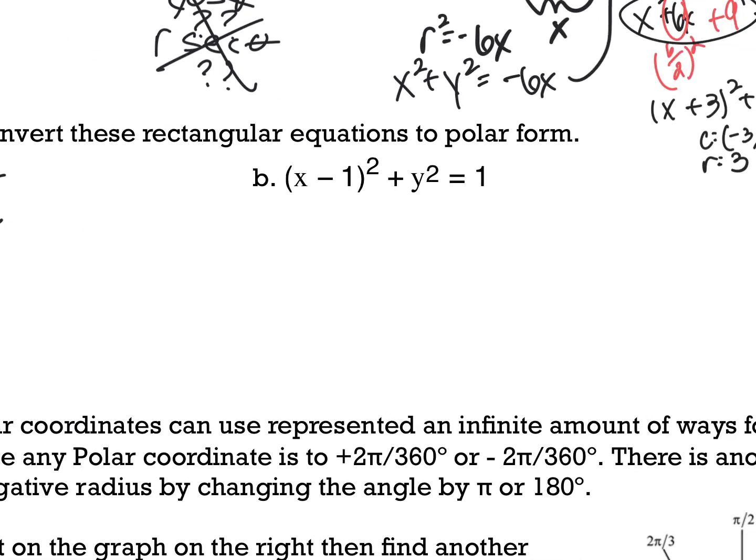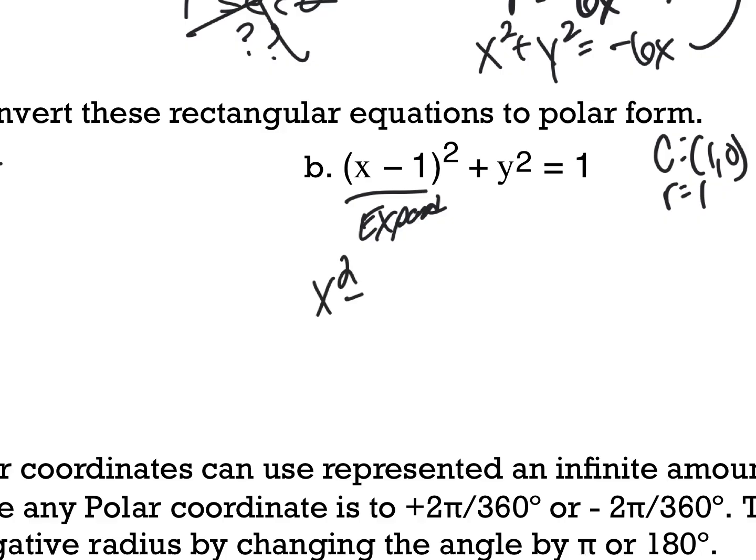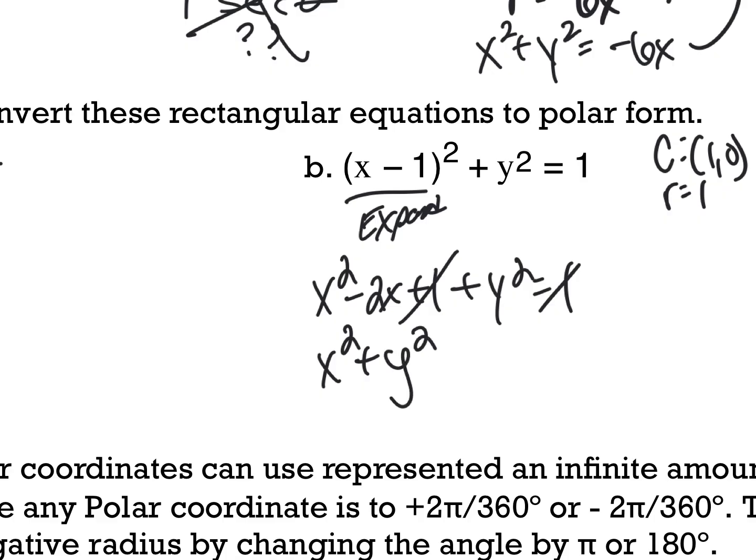And finally, we have this. Now, again, this is all about knowing how to manipulate the equation of the circle. This circle here is centered at 1, 0. Radius is 1. So realistically, we want to expand this first term. So we get x squared minus 2x plus 1 plus y squared equals 1. And I'm going to basically get rid of the 1's, and I'm going to regroup the x squared and the y squared together.